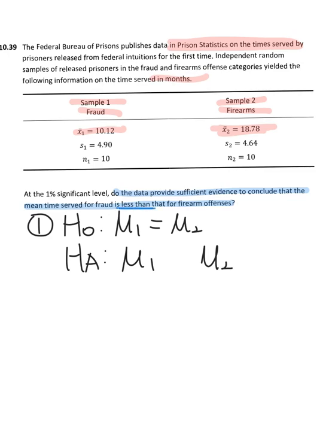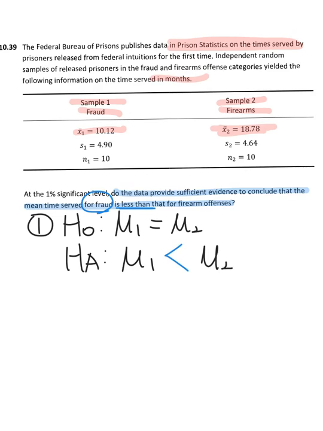Who is smaller? For fraud, number 1 is smaller than number 2. Number 1 serve time is shorter, less than. Left tail. What do you expect? We are going to take a negative test statistic, the negative t-score, because it's less than, left tail. But we are going to ignore the sign and take the p-value from the t-table.